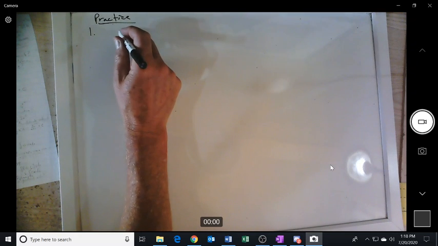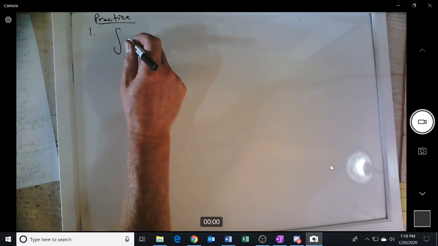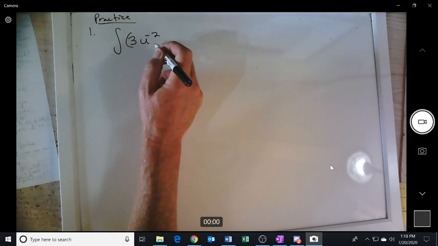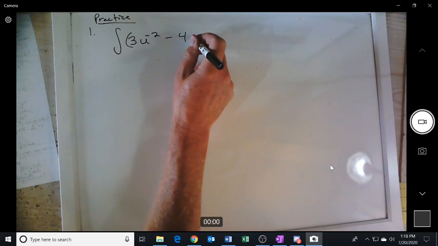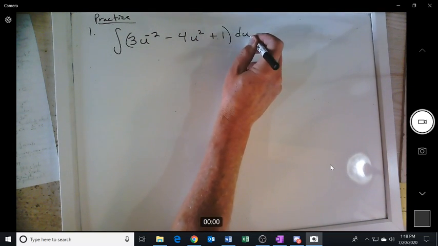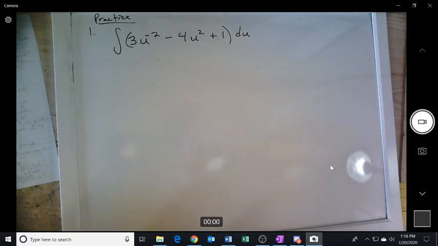Let me have you practice some. We'll start over with number 1, practice. The indefinite integral, 3u to the negative 2 minus 4u squared plus 1 du. Now, it turns out that we also have this property.